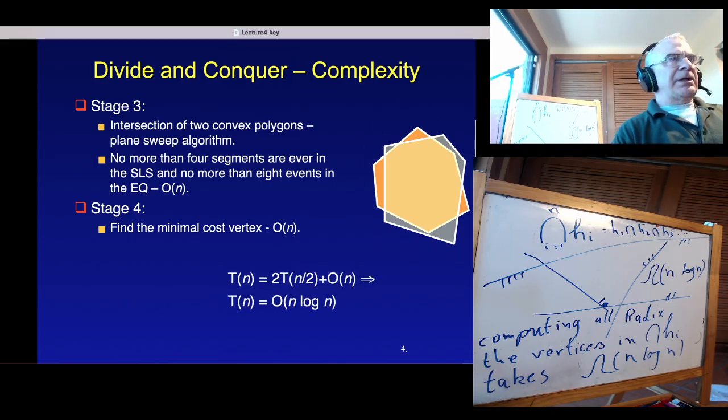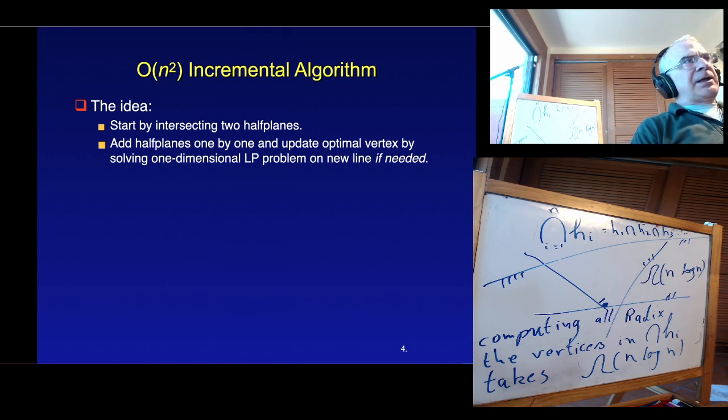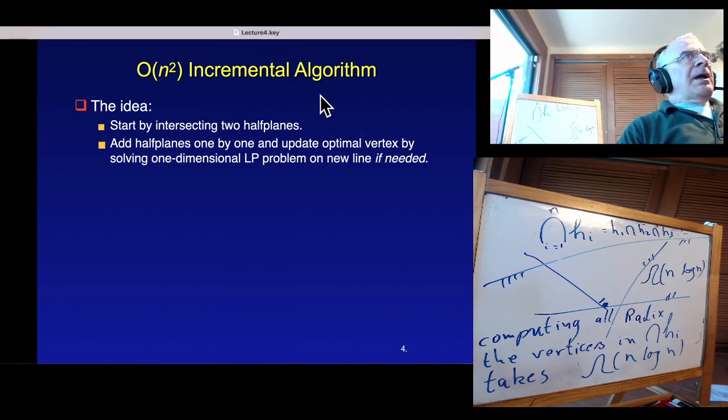So we said we can compute it in n log n by divide and conquer, and here is an order n squared incremental algorithm. So we are doing an interesting step. We just had an n log n time algorithm, and now I am going to tell you about an n squared time algorithm. How does it work? I'll start by computing the intersection of 2 half planes.